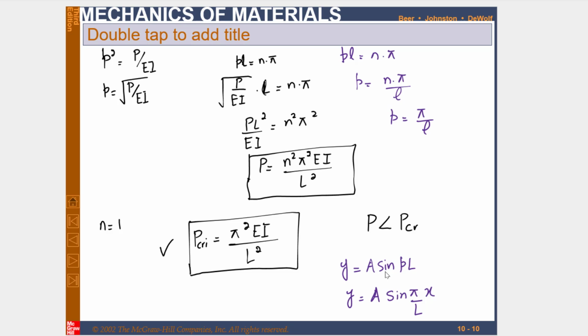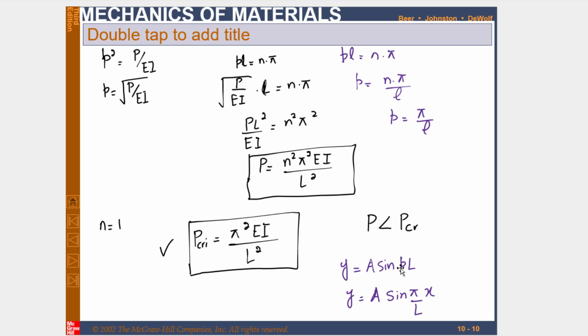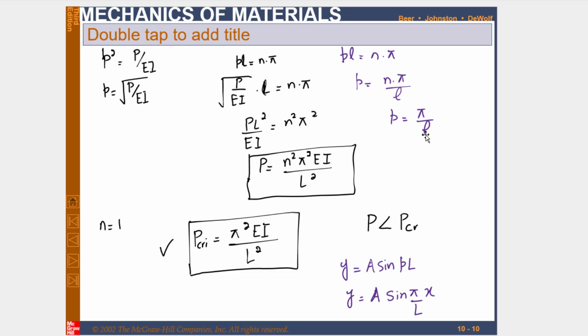Okay, so let me check it. Here this is x. This distance is x. So this solution was y, because B is equal to 0, so we will get y is equal to A sine of Px. So P will become equal to pi over L. So y will become A sine of pi over L into x. So this is the value of deflection.